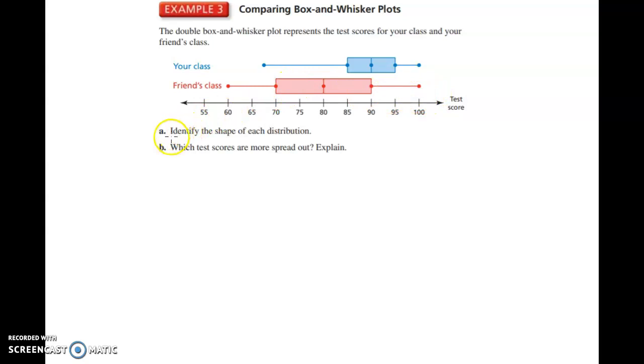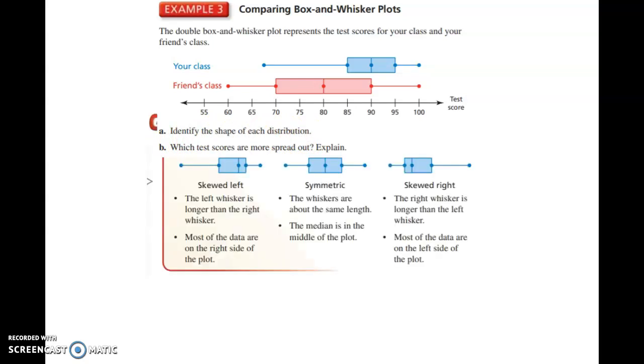So before we're able to do A, which says to identify the shape of each distribution, what we are going to need to talk about is the way that we define shapes of distribution. So there's three types. There is when it is skewed left. When the shape is skewed left, that means that the left whisker is longer than the right whisker. And what's going to happen is that most of the data are on the right side of the plot. So we look here. Remember, this is 50% or 25% of the data, 25%, 25%. So most of this data is on the right-hand side. That is called skewed left.